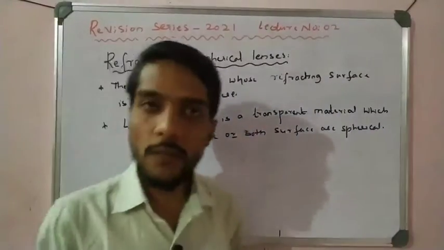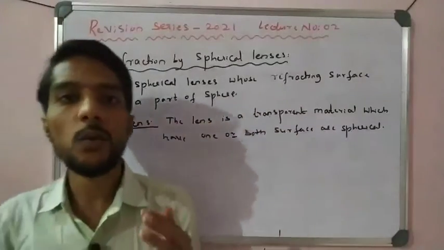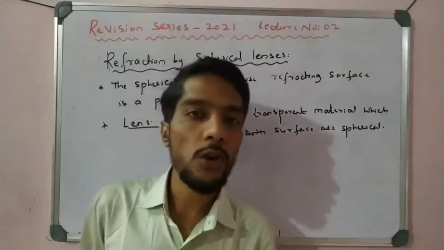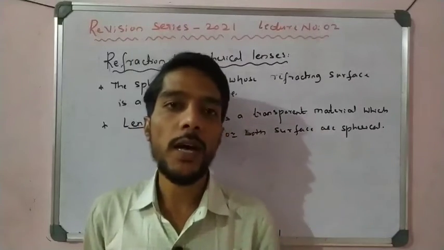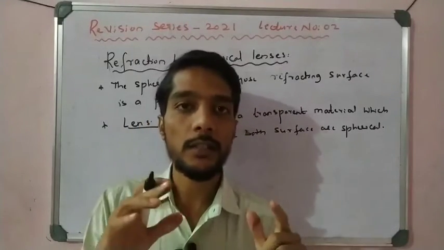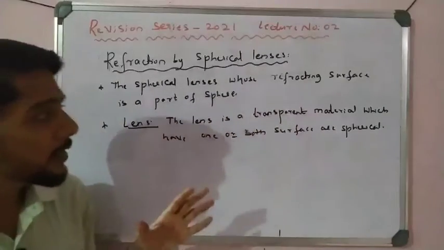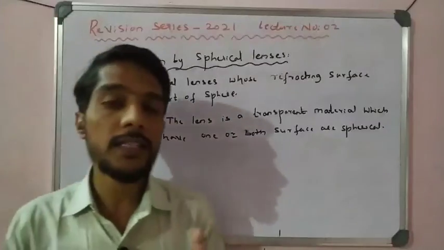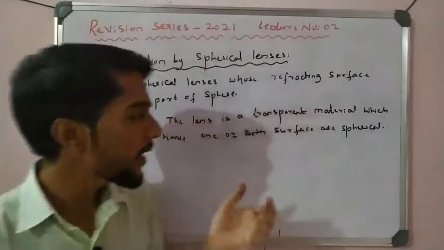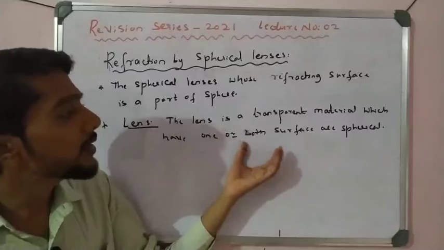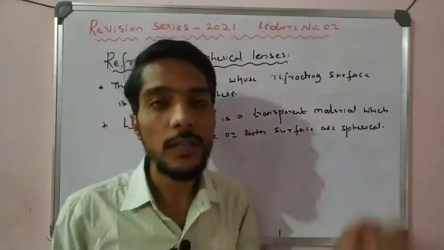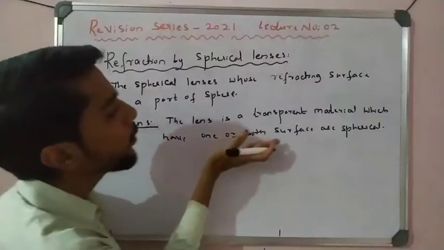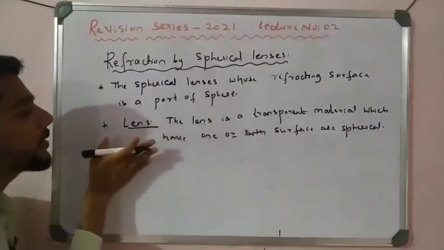We have different types of lens, but in the syllabus we take only two types: one is the convex lens and one is the concave lens. For both convex and concave lenses, both surfaces are spherical, so that is important. If only one surface is spherical, that is called a plano-convex lens, but here we take only lenses with both surfaces spherical. That is called a lens.